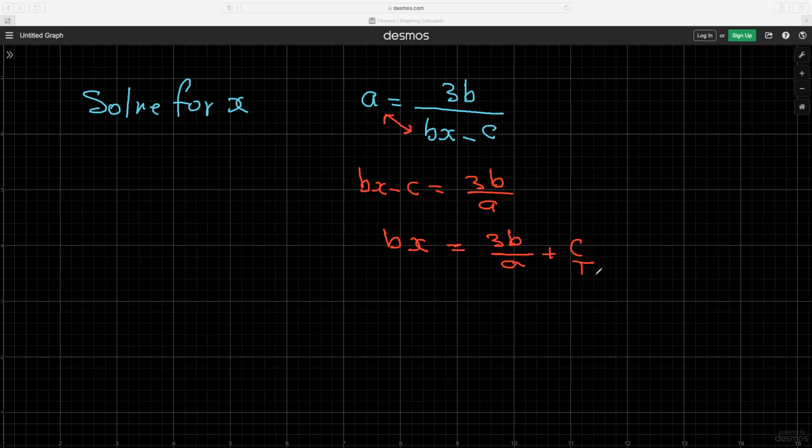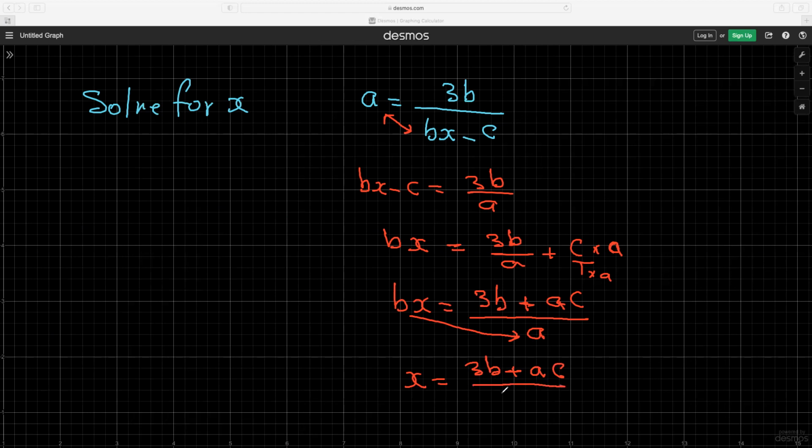To get a lowest common denominator here, I have to multiply this by a and multiply this by a. So I have bx equals 3b plus ac, a times c, all over a. Now you can cross multiply the b to where the a is, and the b gets multiplied right here. Then x would equal 3b plus ac all over ba, or ab, if you want to write it in alphabetical order. Make sure you don't cancel these b's, because that plus sign doesn't allow you to do that.